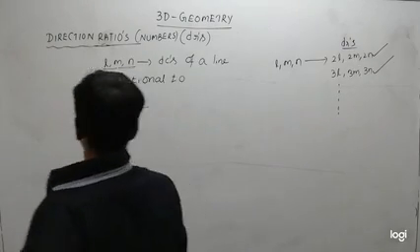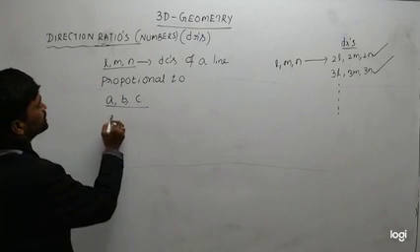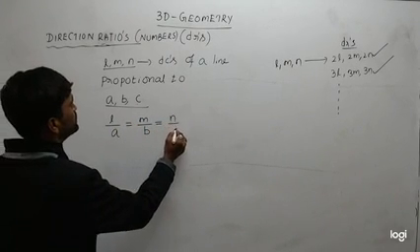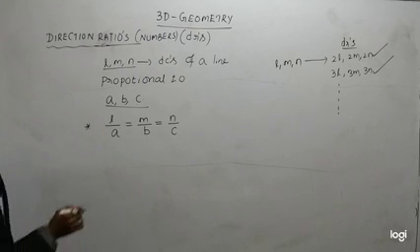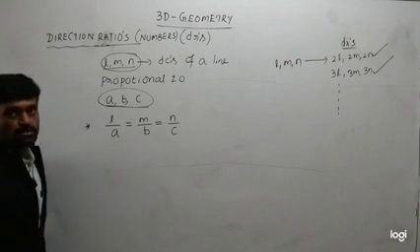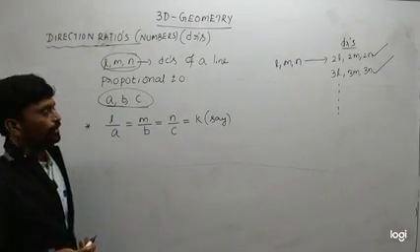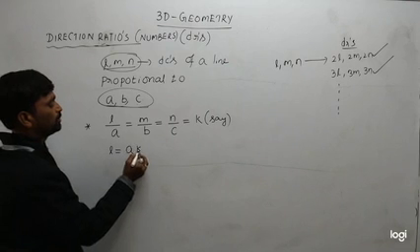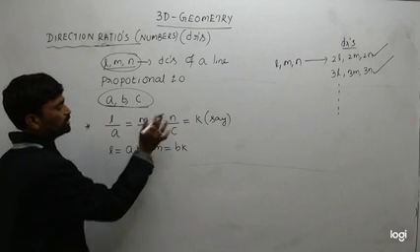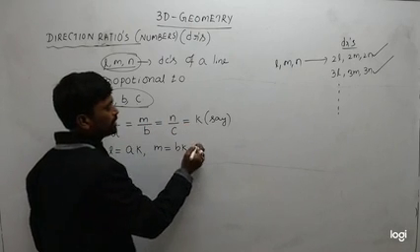Now from the definition, these three numbers A, B, C are proportional to L, M, N. Then obviously L by A should be equal to M by B should be equal to N by C, because these three numbers are proportional to those three numbers, so the ratios must be equal. Suppose all are equal to some constant K. Then L is equal to AK, M is equal to BK, and N is equal to CK.